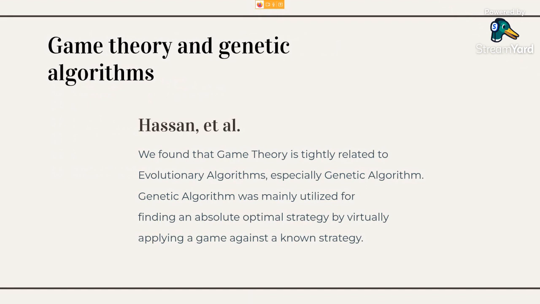Game theory and genetic algorithms are very closely linked. There have been many research papers that cite this. One of them is, for example, by Hassan et al. They said that they found that game theory is tightly related to evolutionary algorithms, especially genetic algorithms. This was mainly utilized for finding an absolute optimal strategy by virtually applying a game against a known strategy, which is exactly what we're going to be doing here.